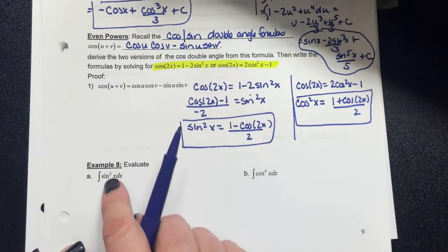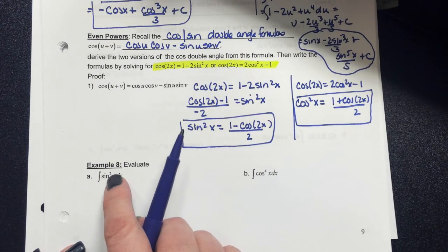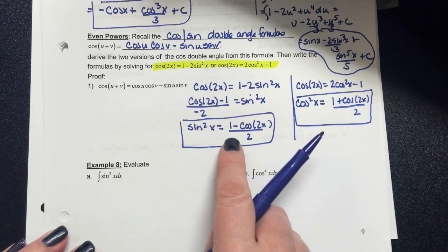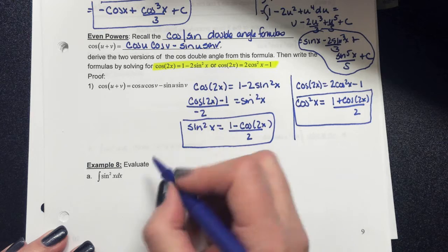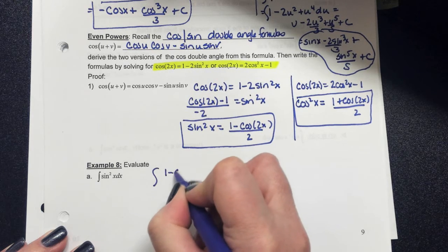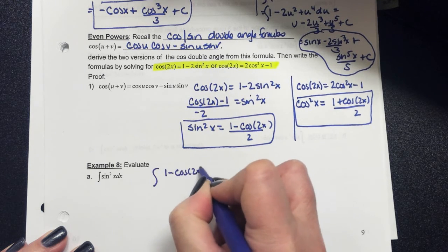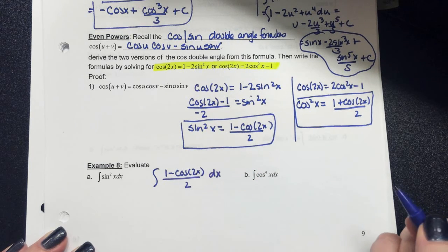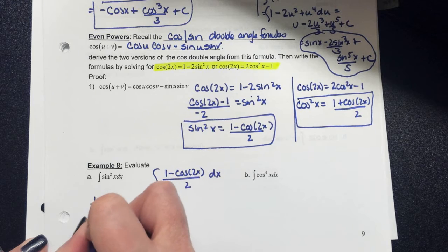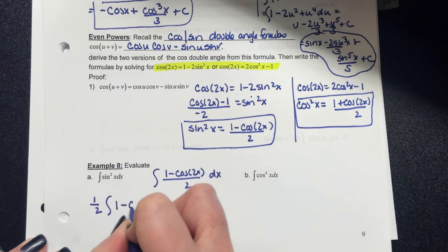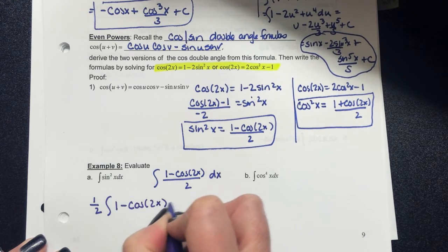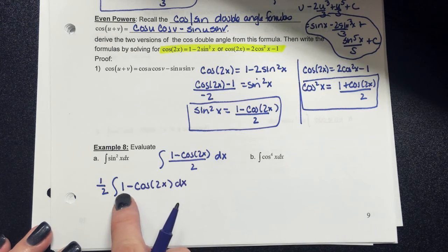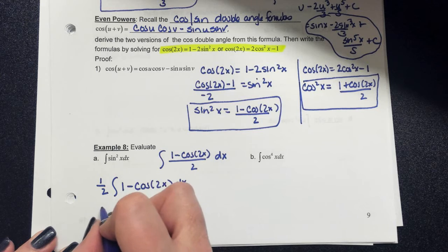So let's take a look at the integral of sine squared x dx. So notice sine is raised to an even power. So what I'm going to do is a double angle substitution on sine squared x. So I can rewrite this as the integral of 1 minus cosine of 2x all over 2 dx. I can pull out a 1/2. So I have 1 minus cosine of 2x dx. So again, when I integrate 1, that's just going to give me 1/2 x.